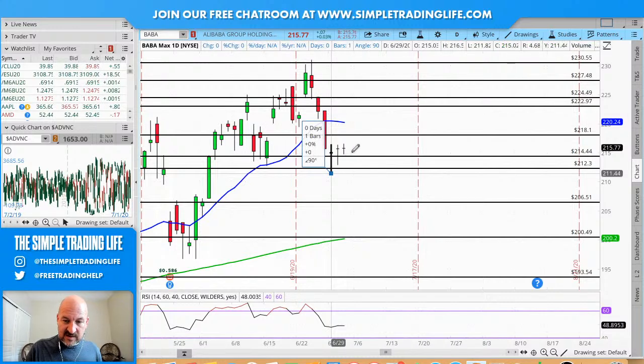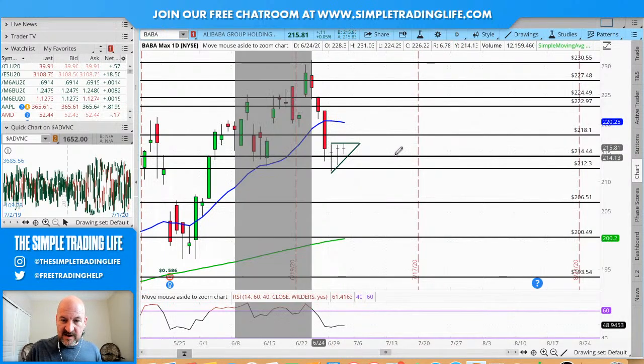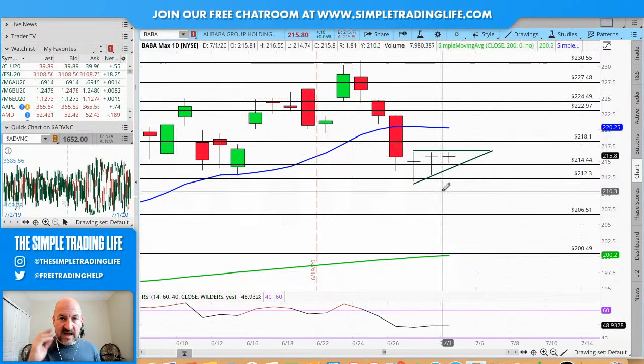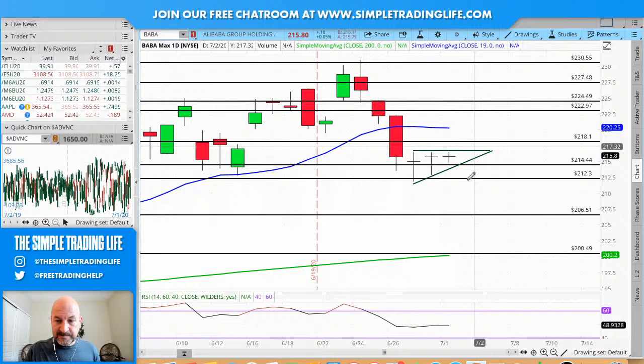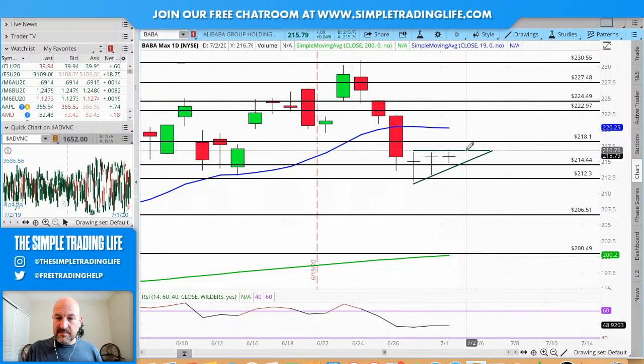Why? Look at what it's doing. Give me a second here so I can draw it in. All right, it's forming a contracting range. See that? After a while, you'll be able to see that with your eyes. I draw these in for your benefit. The range is getting tighter and tighter, and just like we saw with ATVI, at some point it's going to pop one direction or the other.